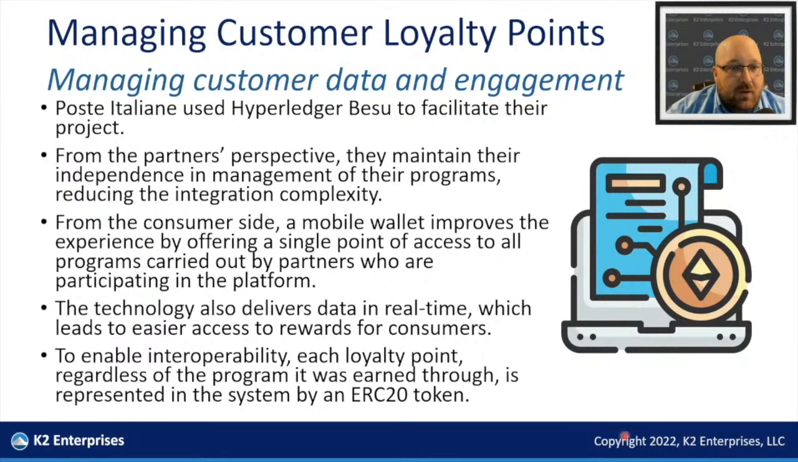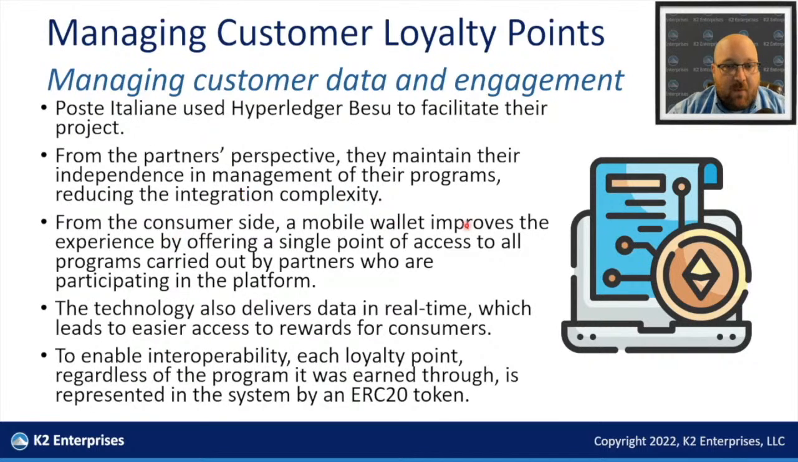So the post office here is using the Hyperledger Besu product to facilitate their projects. And from the partner's perspective, they each get their own independence: what kind of programs and loyalty points they want, who they want to allow for interaction with, how their different points can be used, perhaps with different vendors and the like. But they don't have to take on the whole big headache of facilitating this entire project. They just get to handle their one single piece of the pie.